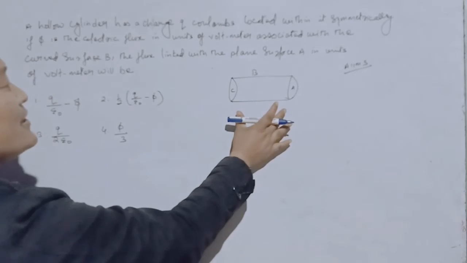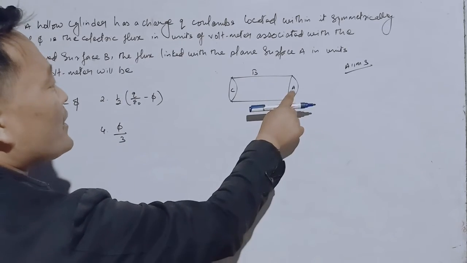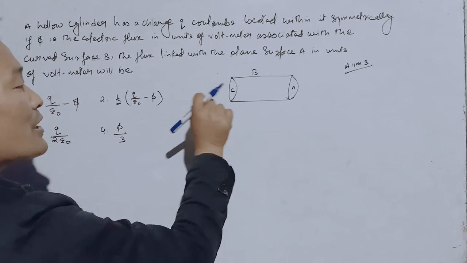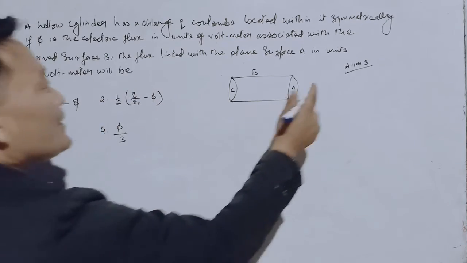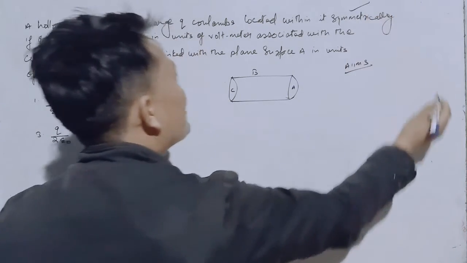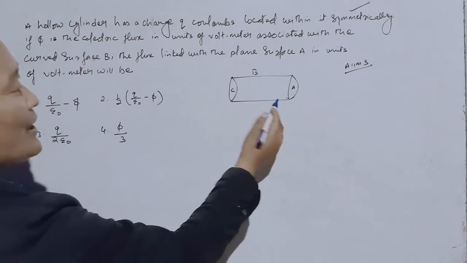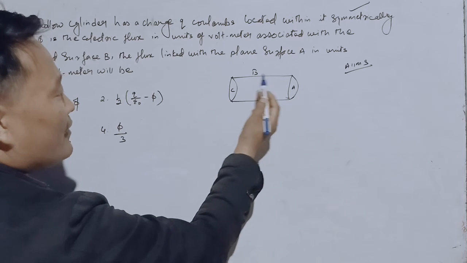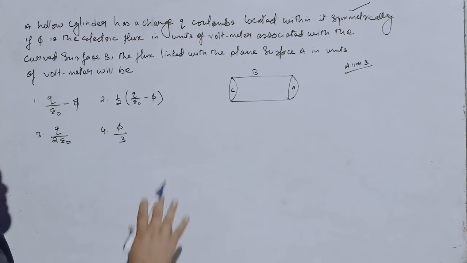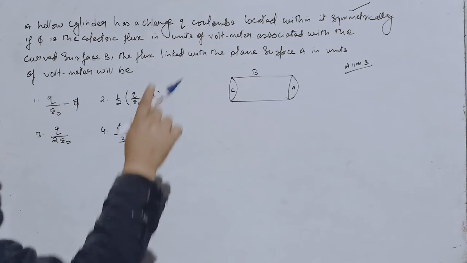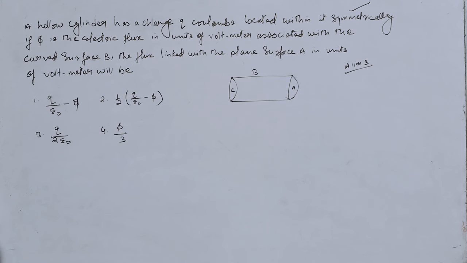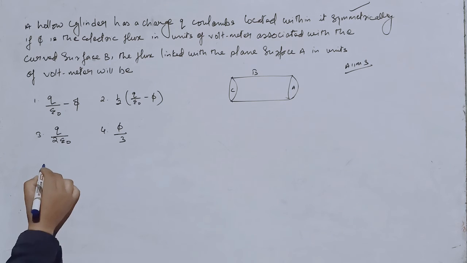Since in this figure the flux of A and the flux of C are equal, because it is already mentioned that it is symmetrical. Then let's start. How to solve this one? Now see the solution.